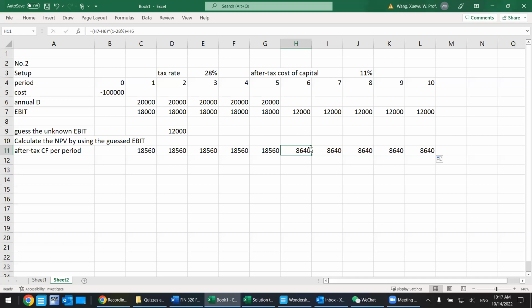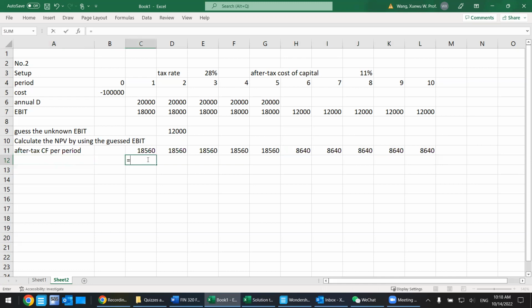So your after-tax cash flow is going to be different. Okay, and of course your EBIT is actually unknown, so we guessed 12,000. So that also creates the difference between the after-tax cash flow in the last 5 years as compared to in the first 5 years. All right. So that's one approach.